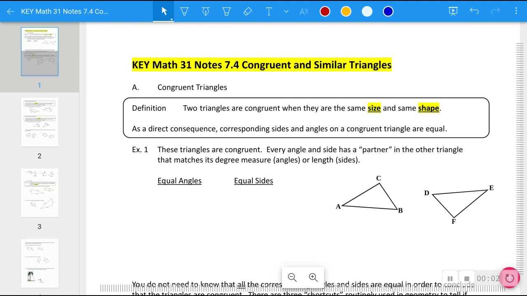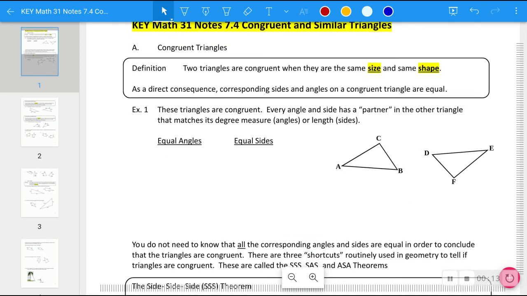Welcome to Math 31 notes for section 7.4, and in this section we'll learn about congruent triangles and similar triangles. Start with congruent triangles. Triangles are congruent when they're both the same size and the same shape. And in practice that means the angles are all equal, at least they pair up in equal pairs, and the side lengths also pair up in equal pairs, and I'll show you what I mean by that.